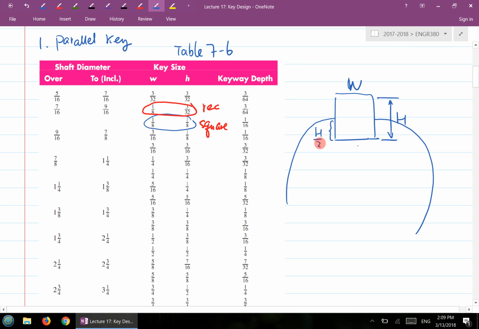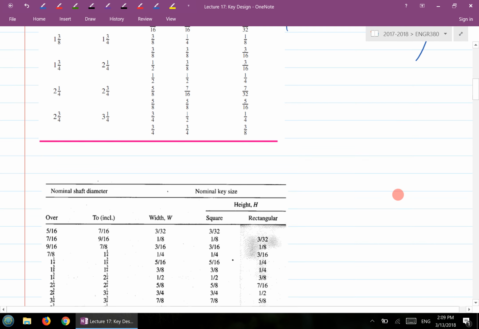Okay, and it's typically just 1/2 of the H. So if you look at this number, that's 1/2 of the H value here, right? So that's the key seat depth basically. That's table 7-6. Okay. And there's another one given in my lecture notes, but not in the textbook.